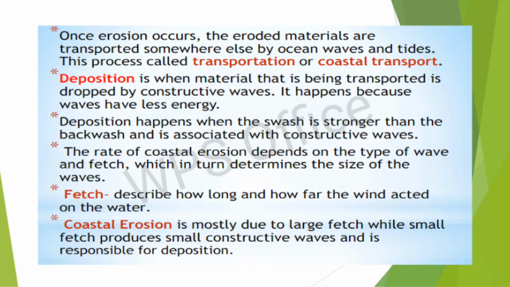The rate of coastal erosion depends on the type of waves and fetch, which in turn determines the size of the waves. Fetch describes how long and how far the wind acted on the water. Coastal erosion is mostly due to large fetch, while small fetch produces small constructive waves and is responsible for deposition.